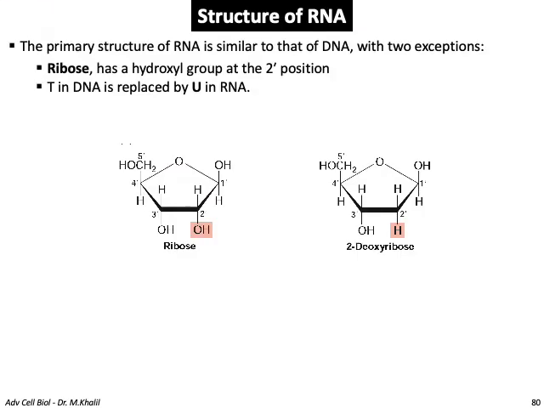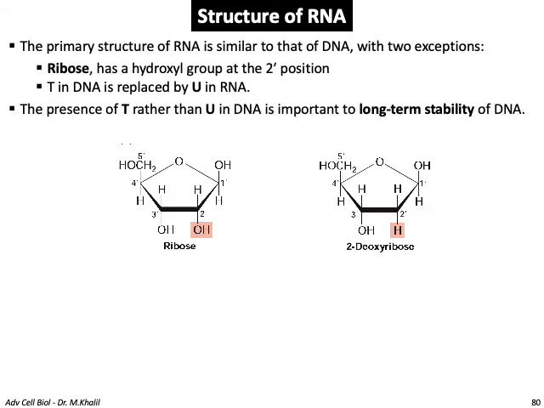If you look closely into the structure of RNA, of course, you don't need to memorize the chemical structure. I'll go fast through this. The primary structure of RNA is very similar to that of DNA, with two exceptions: the ribose has a hydroxyl group at the 2' position, and U in RNA replaces T in DNA. The presence of T rather than U in DNA is important because it provides stability for DNA.